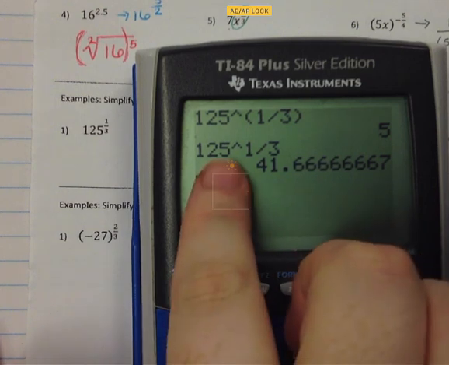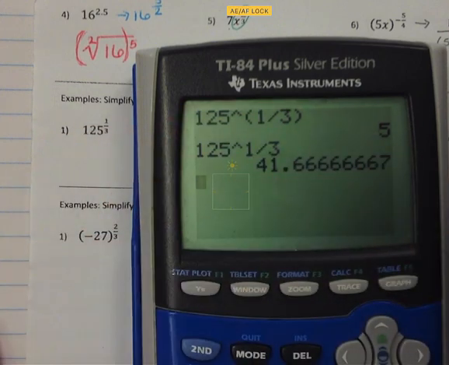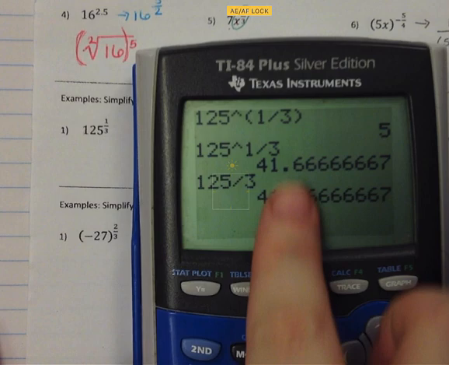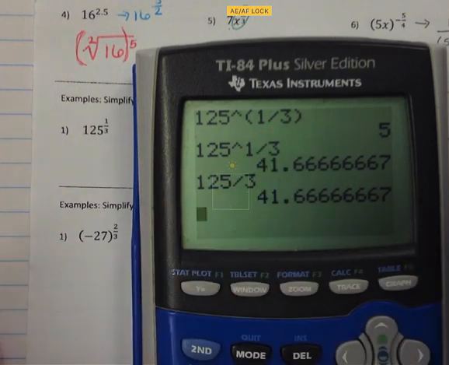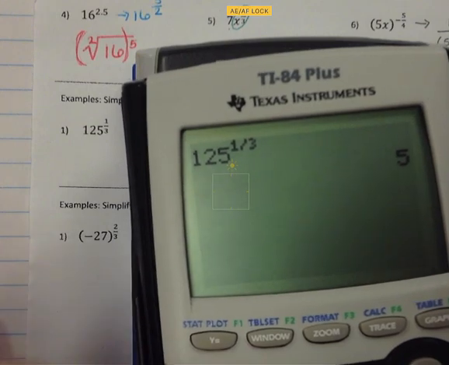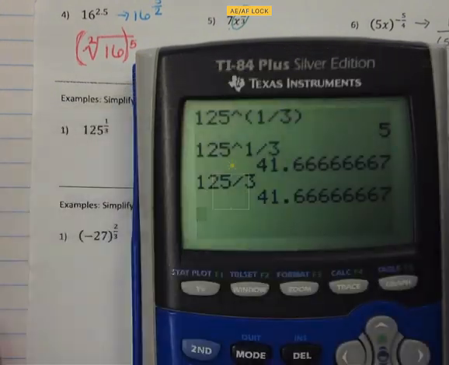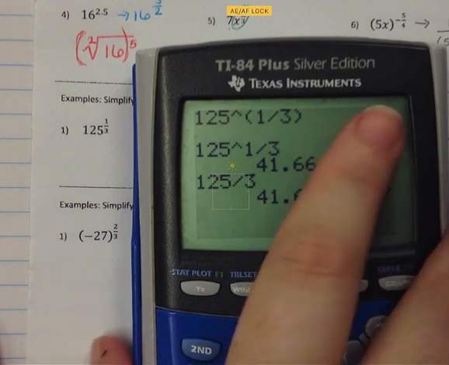If I did 125 raised to the 1 divided by 3 like that with no parentheses, I get 41.67. Because what's really happening is the 125 is being raised to the first power, and then that's being divided by 3. So it's really 125 divided by 3. That's where that came from. That's why parentheses are important. So if you have a newer calculator, you don't have to worry about that as much because your 1/3 actually stays inside the exponent. So the answer is, in fact, 5.